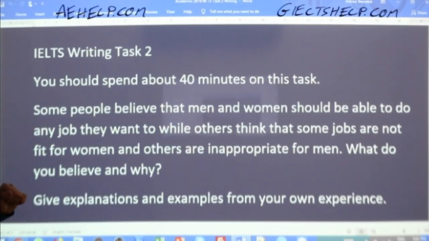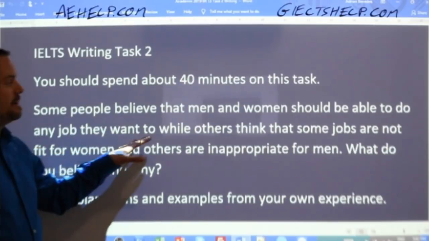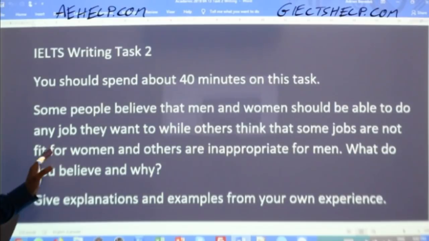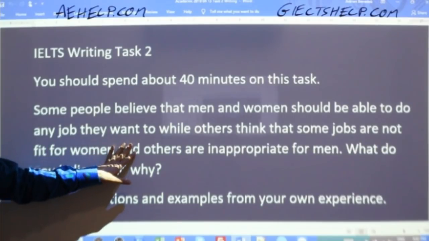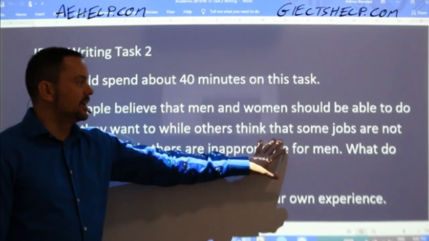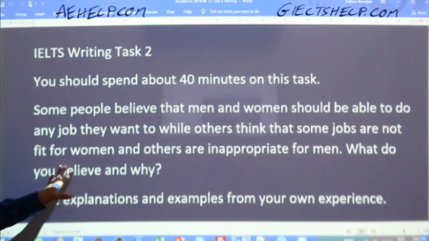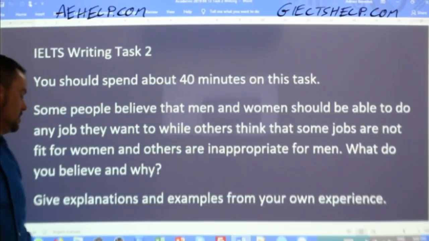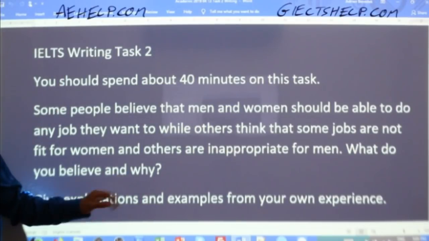Okay, read with me, students. Let's read this one together. Some people believe that men and women should be able to do any job they want to, while others think that some jobs are not fit for women and others are inappropriate for men. What do you believe and why?